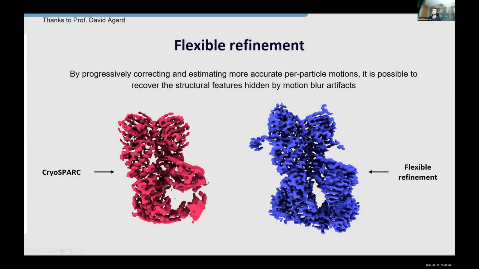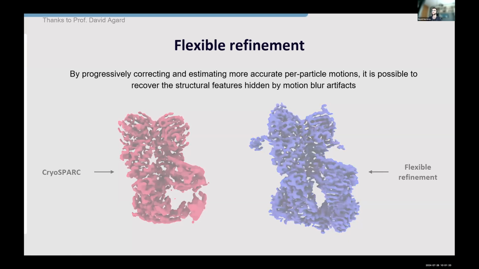And you can see the comparison here with flexible refinement. You can see that the region is not only recovered, but even from the blob, from nothing, let's say, we are able to recover even secondary structure. So really, you can expect to get high resolution, or higher resolution than the one you had when you were starting with the initial volume.